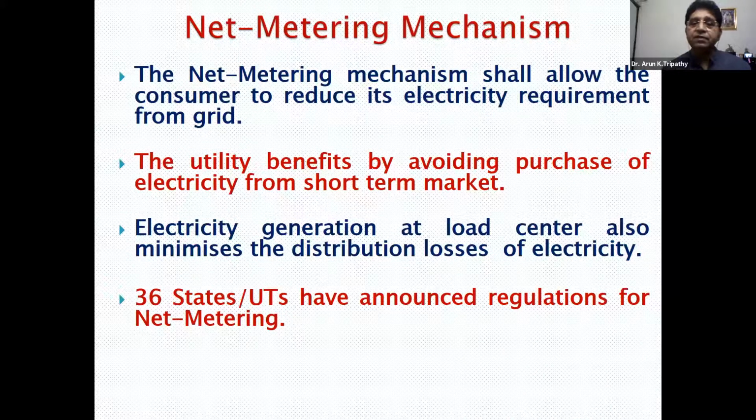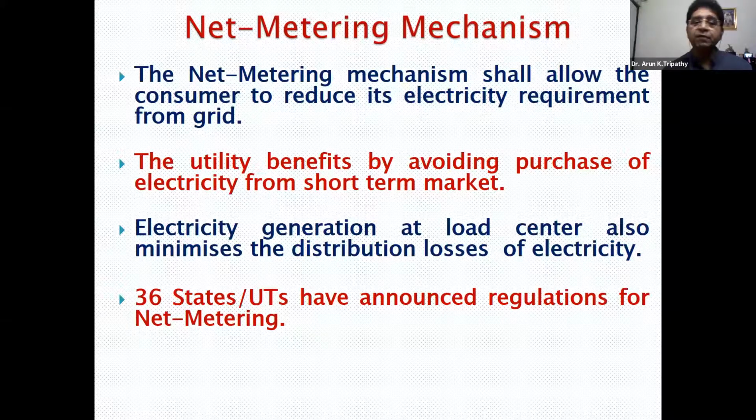The mechanism which has been adopted in the country is the net metering mechanism. This is for the rural areas as well as the urban areas. In this mechanism, the number of units generated and the number of units you took from the grid, there is a net metering system which gives the net of the units utilized or to be charged from you.